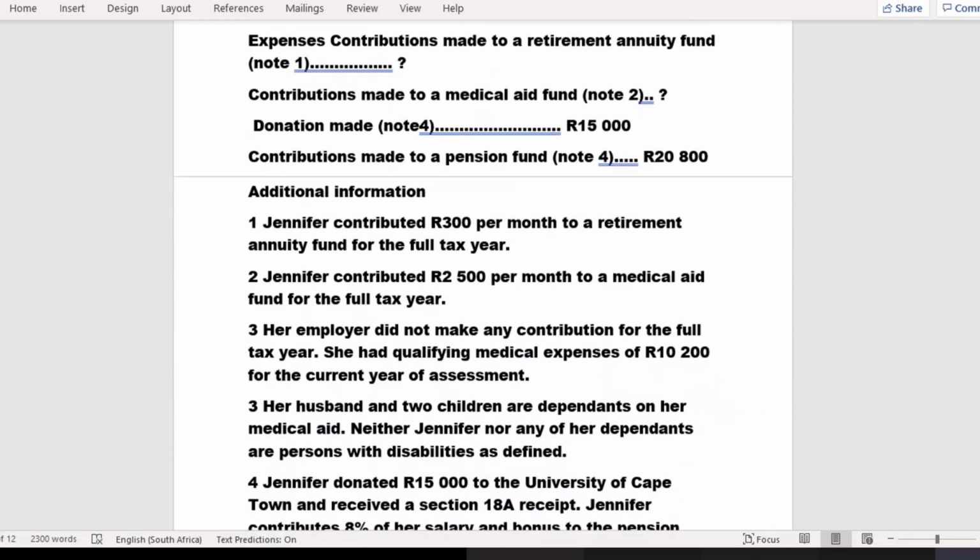Okay. So the additional information goes this way. Jennifer contributed 300 rand per month to a retirement annuity fund for the full tax year, meaning 300 rand per month for 12 months. She also contributed 2,500 rand a month towards the medical aid for the full tax year. The employer did not make any contributions for the full tax year, meaning there is no fringe benefit. She had qualifying medical expenses of 10,200 rand for the current year of assessment, and her husband and 2 children are dependent on the medical aid. Neither Geneva nor any of her dependents are persons with disabilities as defined.